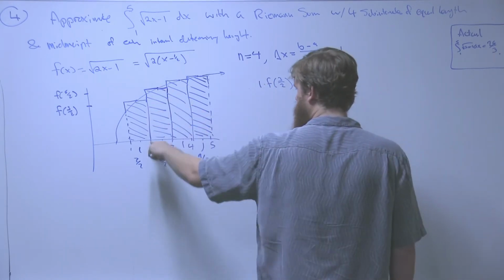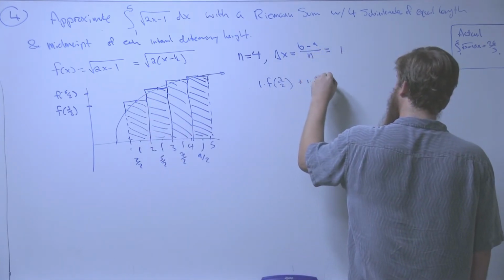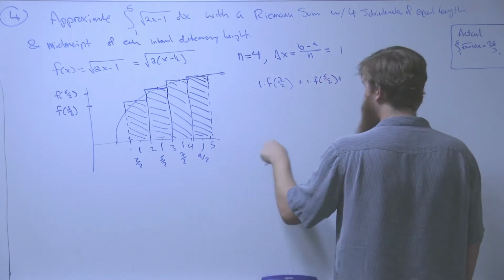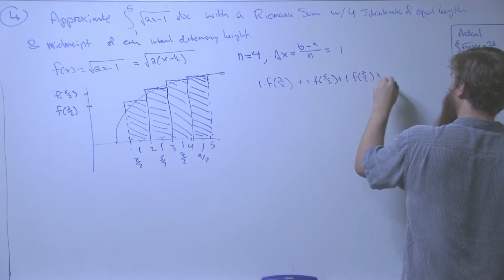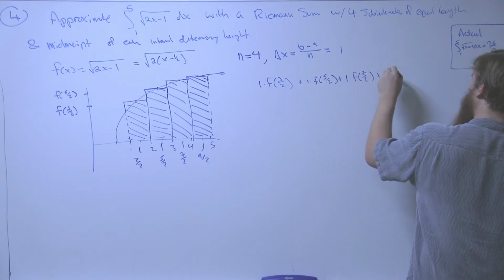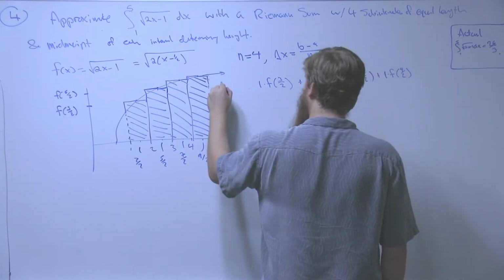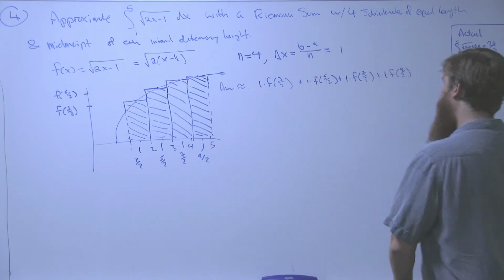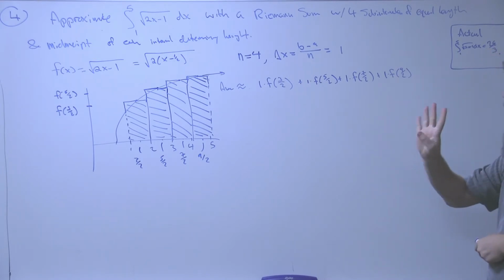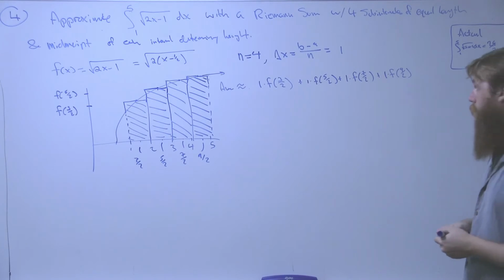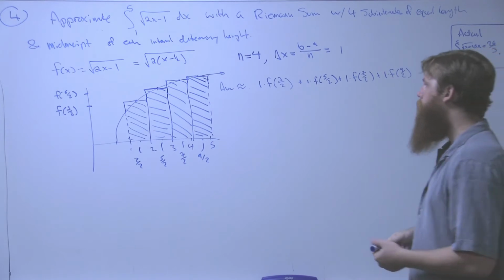Plus, now the area of the second rectangle, that's f of 5/2 times 1. The area of the third rectangle is f of 7/2 times 1. And the area of the last rectangle there is f of 9/2 times 1. So I'll say my area is approximately equal to this. There it is. That is your Riemann sum using subintervals of equal length, 4 of them, and the midpoint rule. In order to figure out what this thing is, it's sufficient to calculate these numbers and add them up.